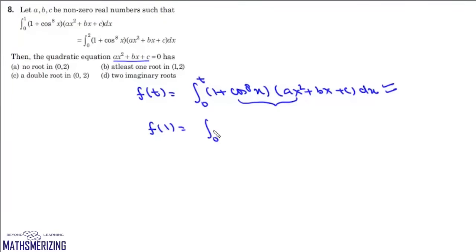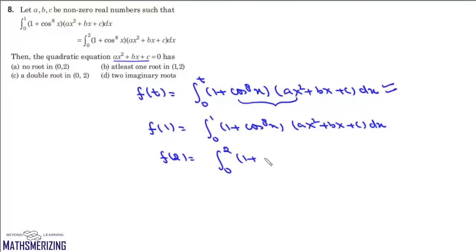Now what is f1? f1 is the integral from 0 to 1 of (1 plus cos 8x)(ax square plus bx plus c) dx. And what is f2? f2 is the integral from 0 to 2 of (1 plus cos x to the power 8)(ax square plus bx plus c) dx. Now it is given that f1 equals f2.